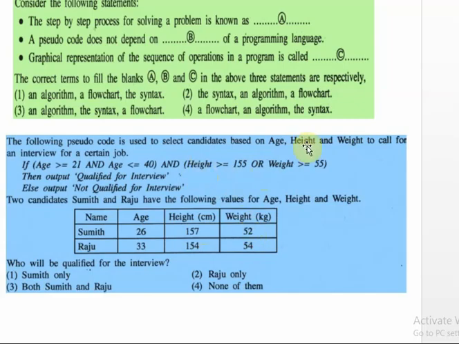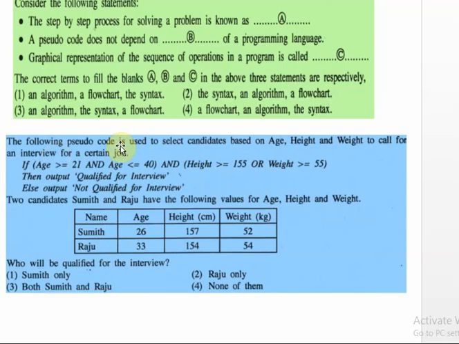But once you consider this, either this or this satisfies, okay. Now this is satisfying, no? Therefore we can take this as okay. So then this is okay, this is okay, both okay. Then Sumit definitely qualifies.